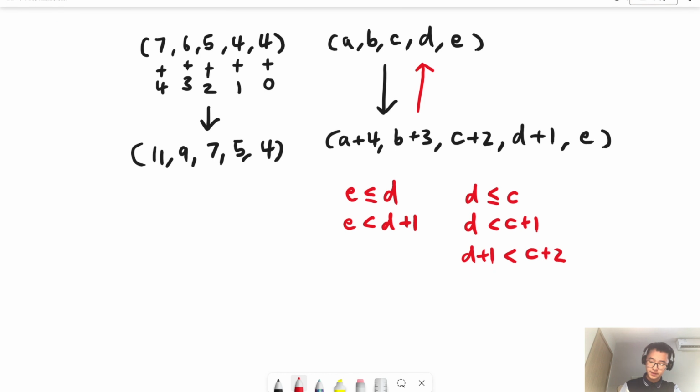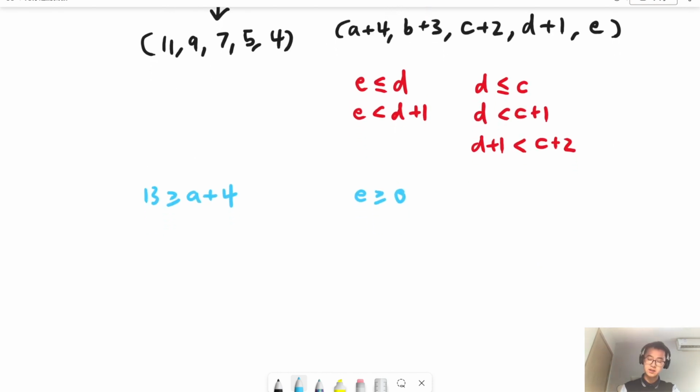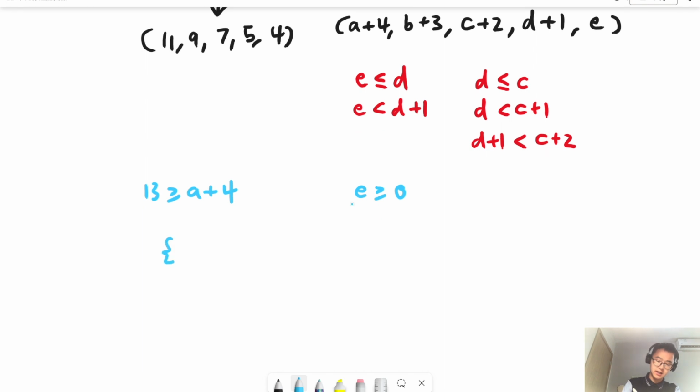Alright, so the lower bound for the new orderings is 0 because E, which is the least of them, is always greater than or equal to 0. The upper bound is 13 because A plus 4 is the greatest, and A is always less than or equal to 9, so A plus 4 is always less than or equal to 13. Alright, so the number of new orderings is basically the number of ways to take 5 distinct elements from a set of 14 integers, which is 0, 1, 2, all the way to 13.